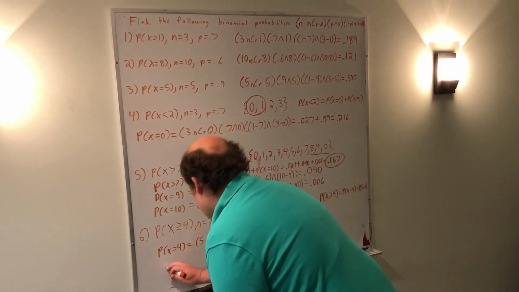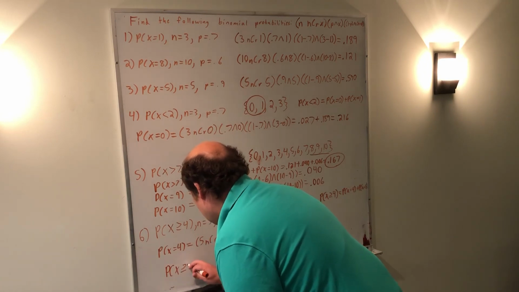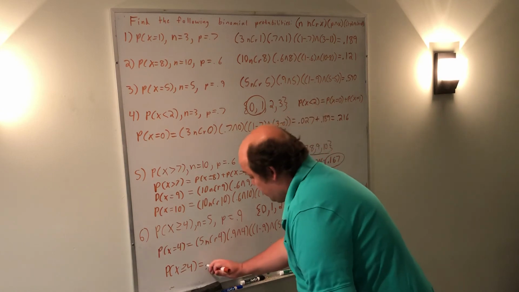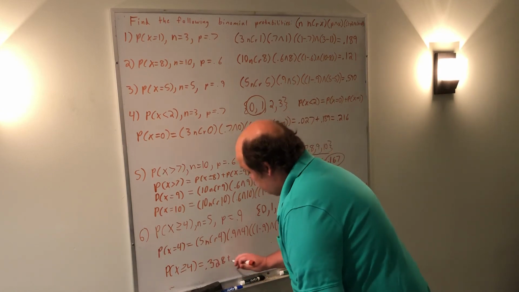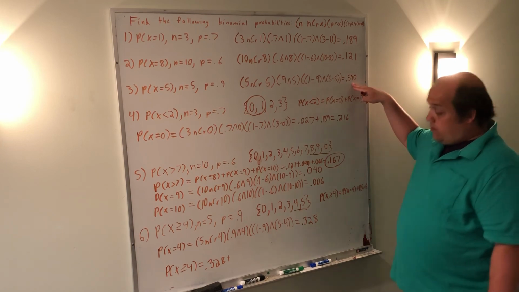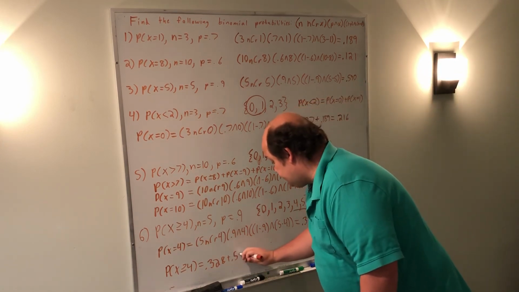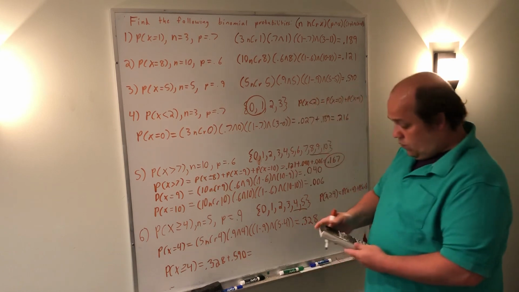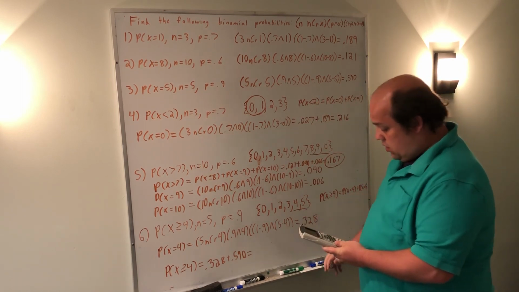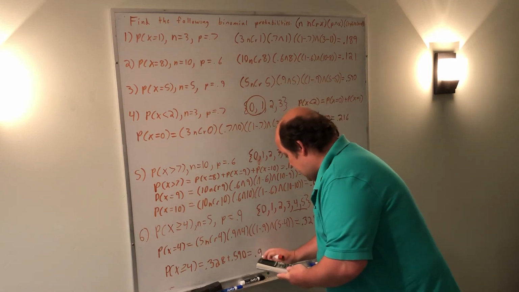So then to solve for greater than or equal to 4, I'm going to take p of x equals 4, which I just found to be 0.328. I'm going to add it to p of x equals 5 that I found up here was 0.590. When I add those together, 0.328 plus 0.590, I get a total of 0.918.